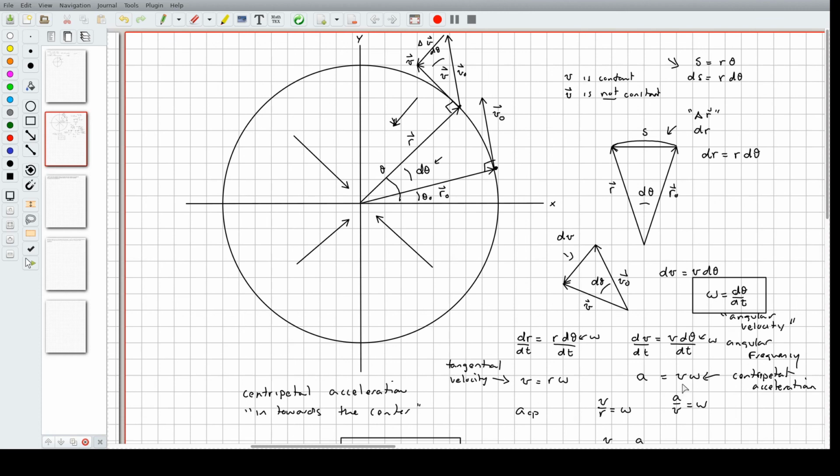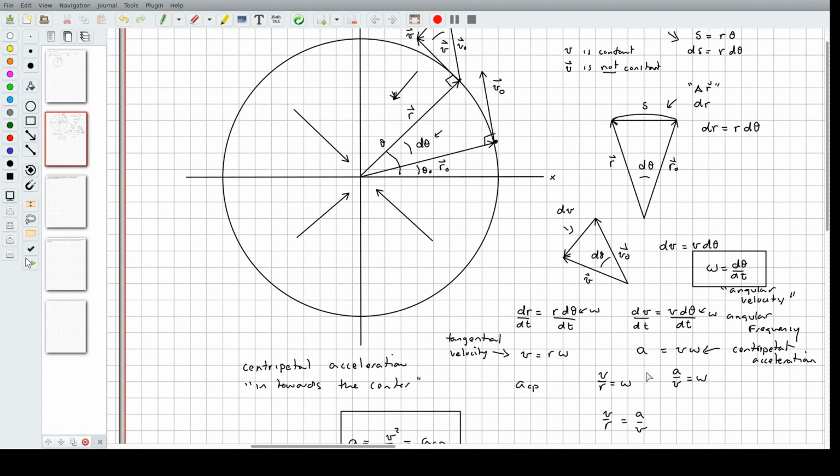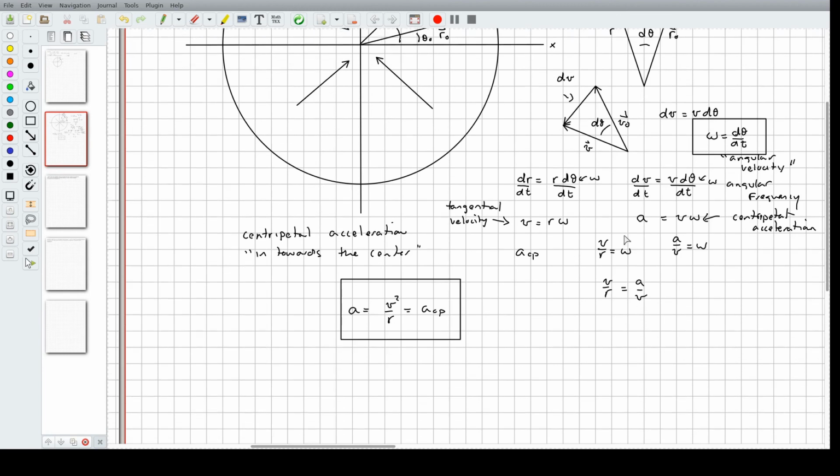If I knew what my velocity was, and I knew how quickly I swept out angles over time, that is my angular velocity or my angular frequency, I could tell you the centripetal acceleration. But using both of these equations says that I don't need to know anything about angles. All I need to know really is about speed and about the radius of the circle. Okay. Now, so that said, let me work a couple of simple examples here.